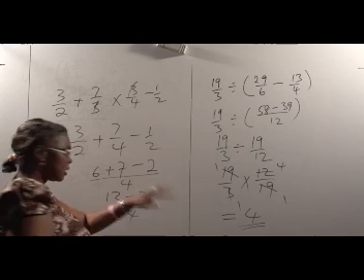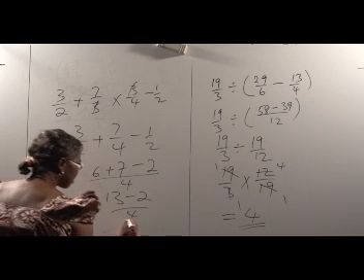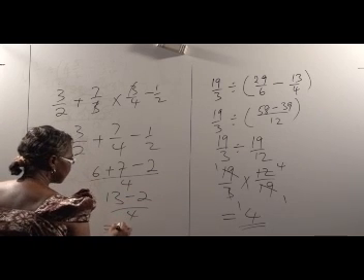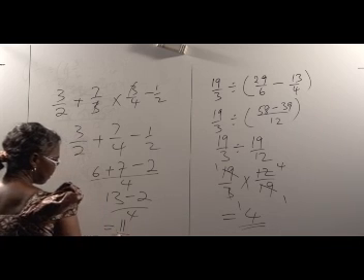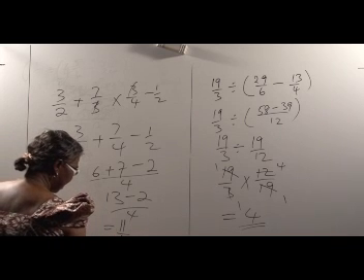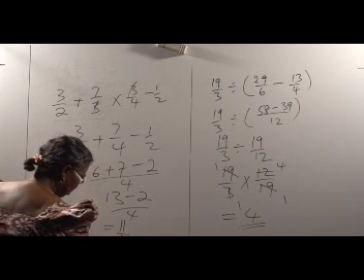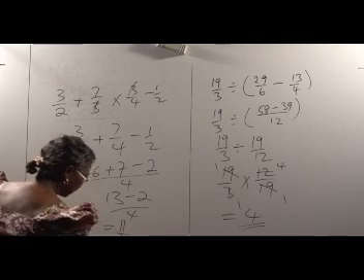And finally, subtraction. 13 minus 2 is what? 11 over 4. And finally, as a mixed number, this will be what? 2 whole number, 3 over 4.